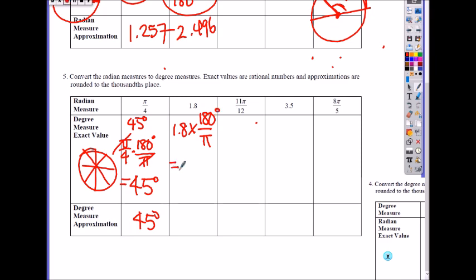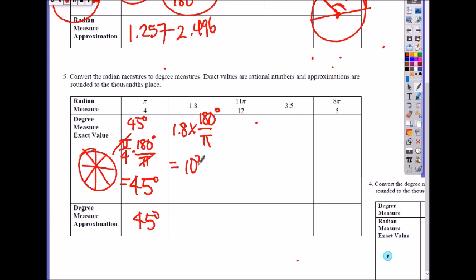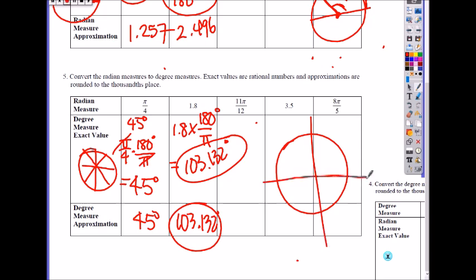So what do you get? This one I have to plug into the calculator. So it's 1.8 times 180 divided by pi. I get 103.132 degrees. So what does that mean? On a circle, 1.8. This is 1, right, radius. So 1, 2, a little less than 2. So somewhere here, that must be what? 103.132 degrees.